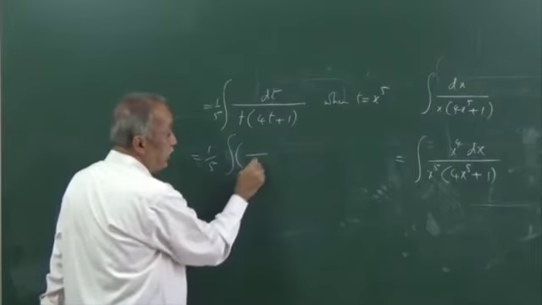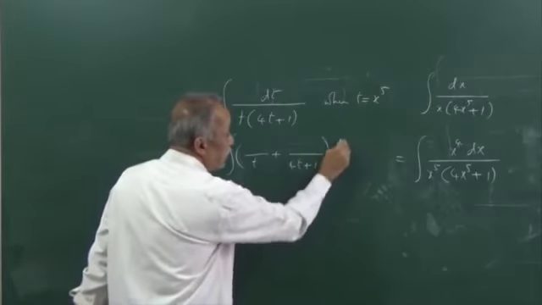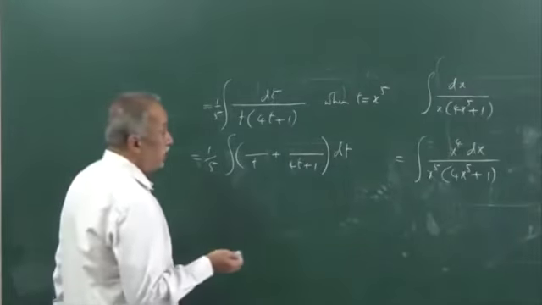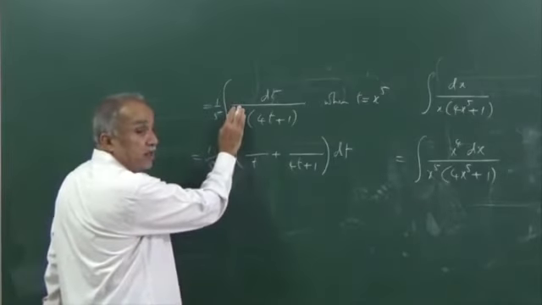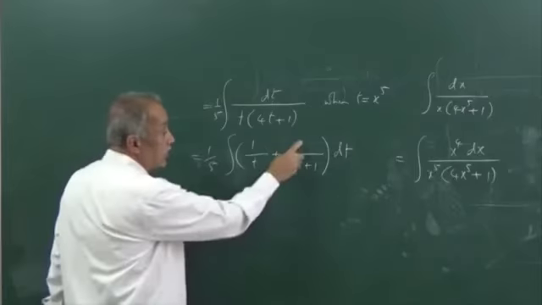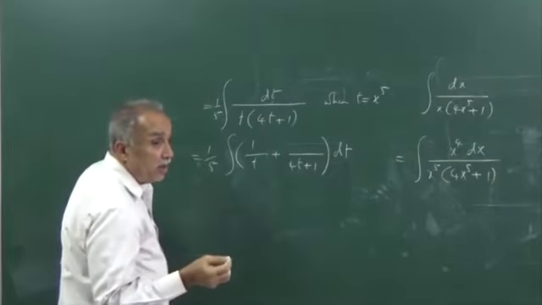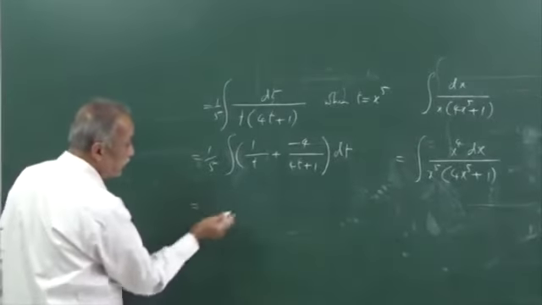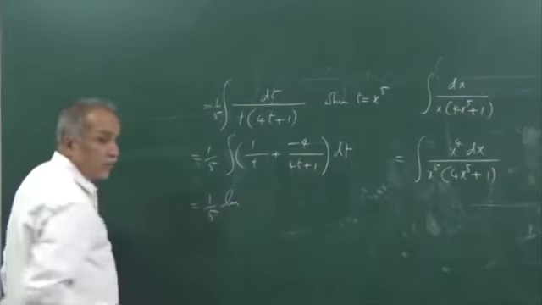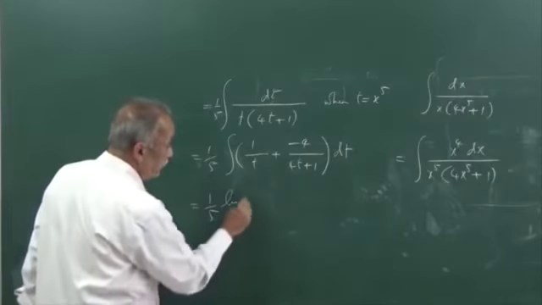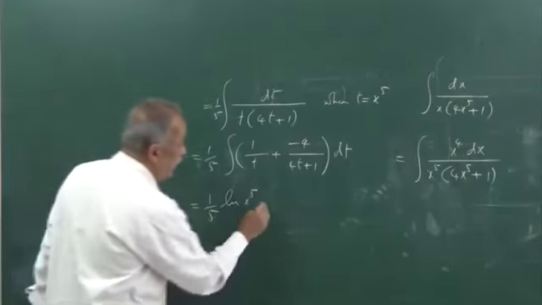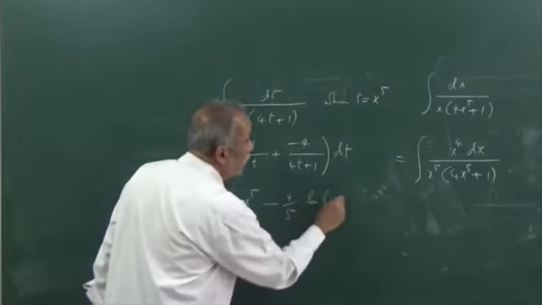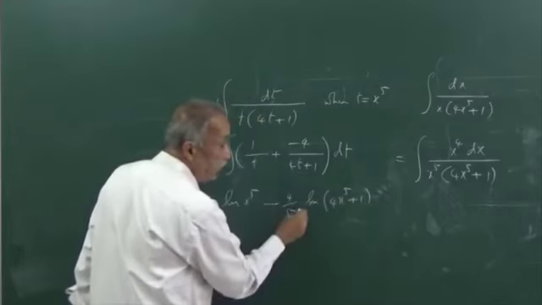When you break the function into partial fractions, you are going to get two partial fractions, one with denominator t, another with denominator 4t plus 1. For the first, numerator obtained by applying t equal to 0 everywhere except in this factor is 1. For the second numerator will be minus 4 by 5. Integration gives integral 1 by t, log t, minus 4 by 5 into integral 1 by 4t plus 1, log of 4t plus 1 divided by 4.